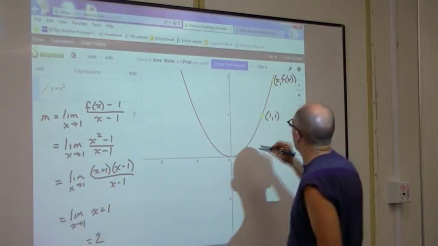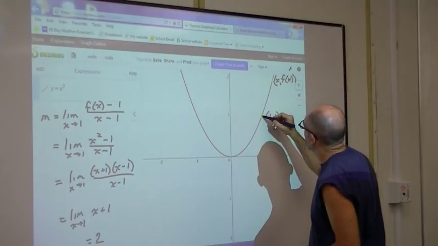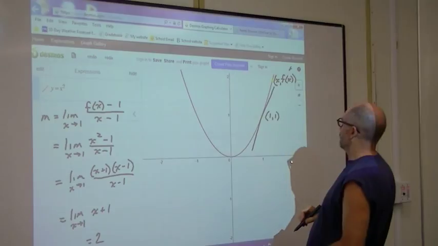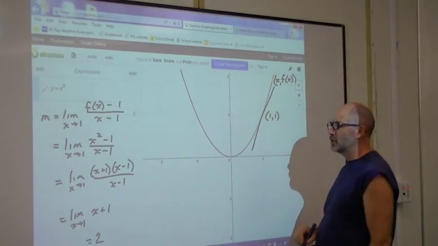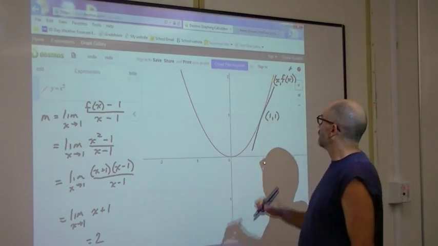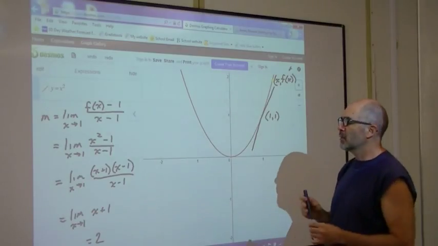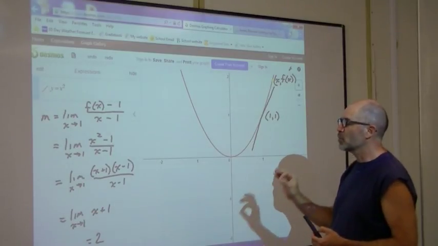Okay, so what we just found out is the slope of the tangent right here at that point, and we'll just stick with black. Nice. That slope is exactly 2. It's not approximately 2, it's exactly 2, because we took the limit as x approaches 1.